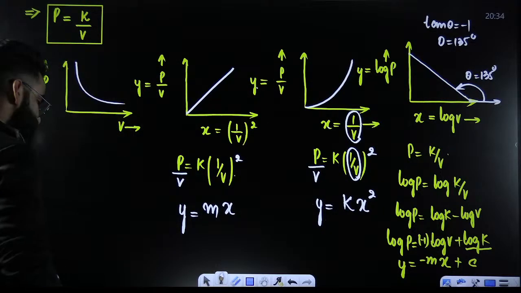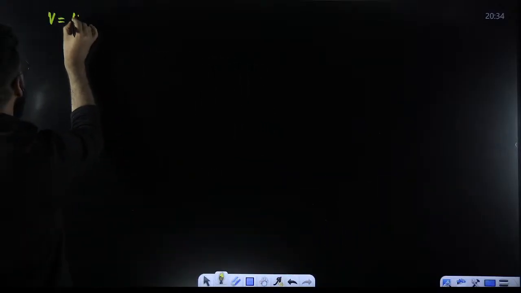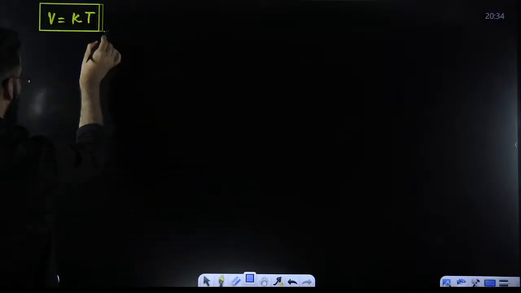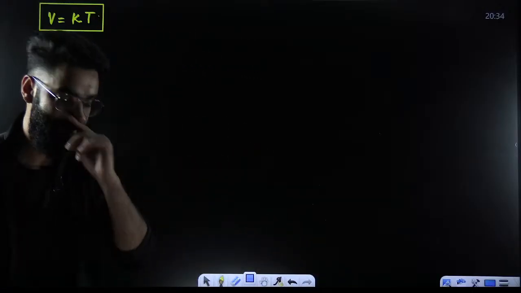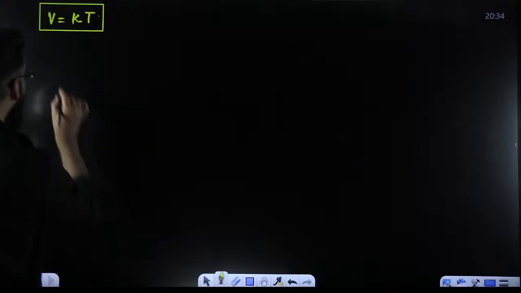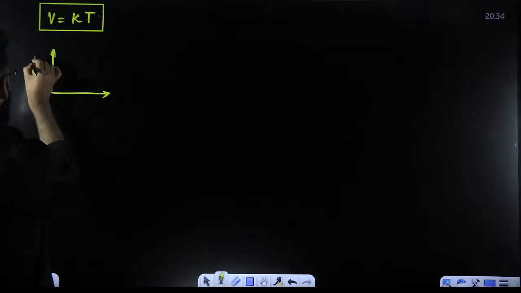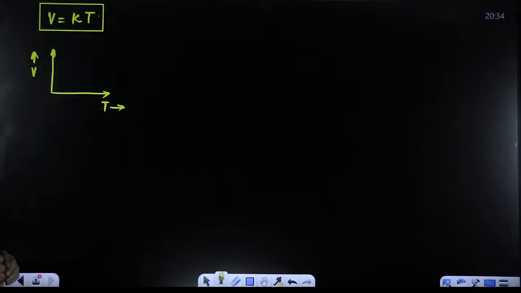Let me show you some other graphs. Guys, for example, I'm writing the equation here: V is equal to a constant multiplied by temperature in Kelvin. This is one equation. Where this equation comes from, leave that aside, nothing to do with that. I just want to show you the graphs. First, let's say I need to plot a graph between volume versus temperature in Kelvin, V versus T.